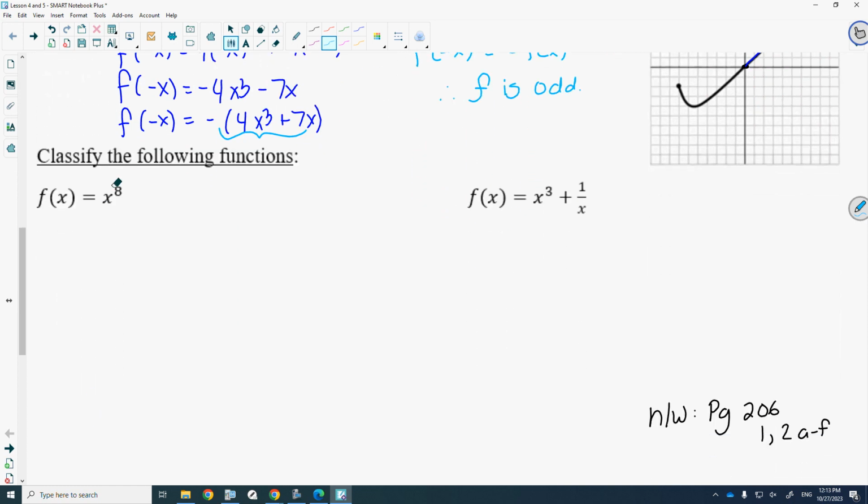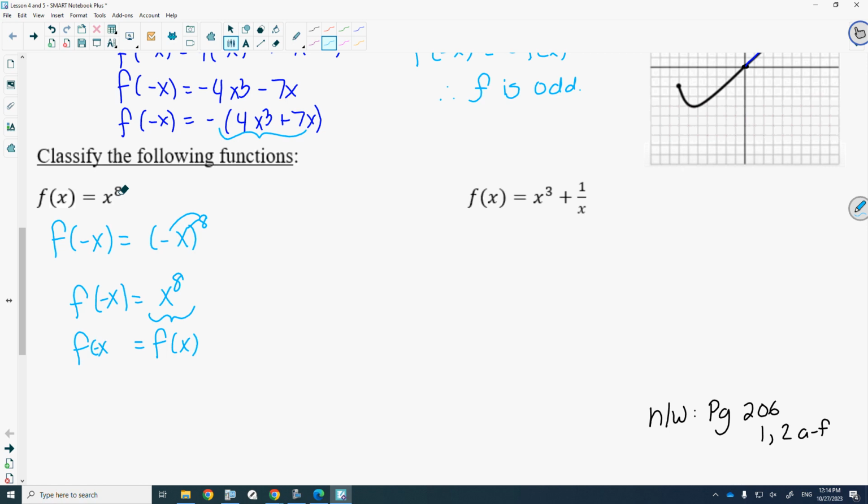Classify the following functions. I know, based on this degree 8, which is an even number, that this is going to be an even function. But to show my work, f of negative x is equal to negative x to the power of 8. Negative 1 times negative 1 times negative 1, 8 times will give me a positive 1. F of negative x is equal to 8x to the power of 8. This was my original function, and I can say that f of negative x is equal to f of x. Therefore, my function is even. It'll be symmetric about the y-axis.